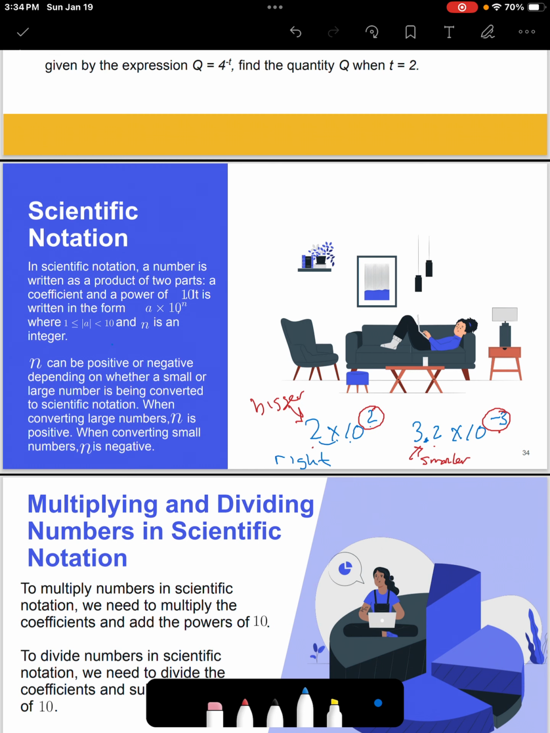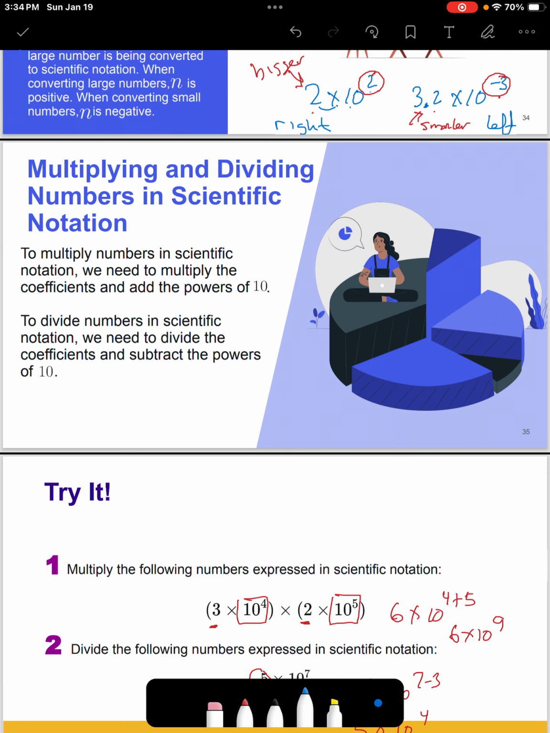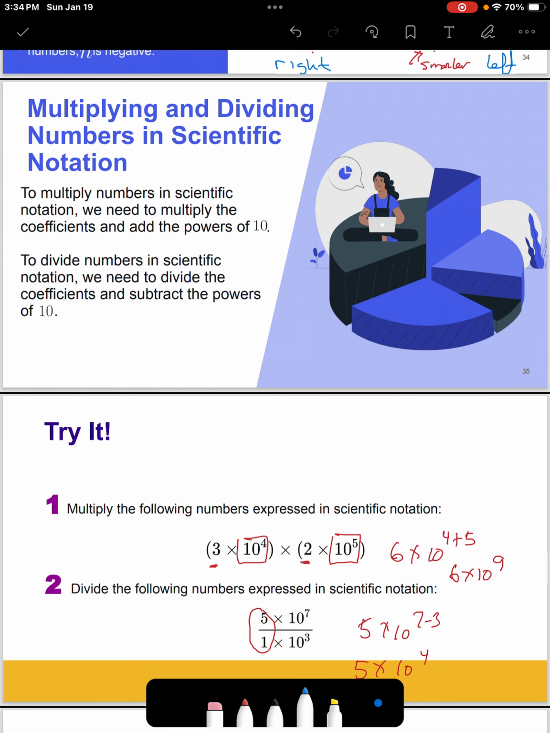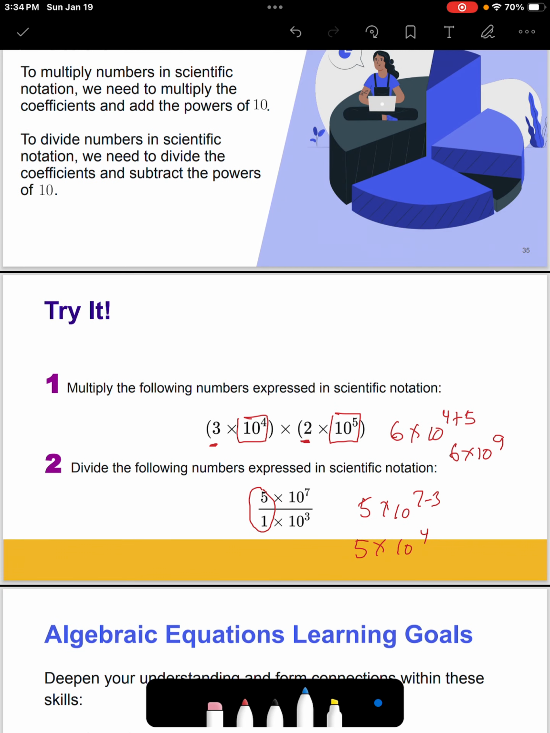This way. If it's negative, you're moving it to the left. When you multiply scientific notation, you treat them just like you just learned with the exponent rules. You multiply the numbers: 3 times 2 is 6, and you add the exponents, because in both cases the bases are 10. So 10 to the 4th times 10 to the 5th is 10 to the 4 plus 5, or 10 to the 9th. So 6 times 10 to the 9th.